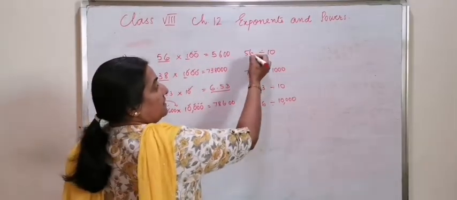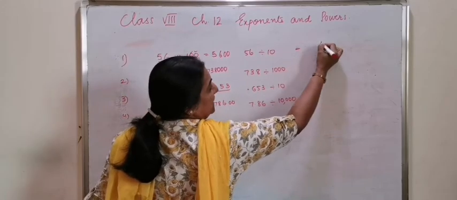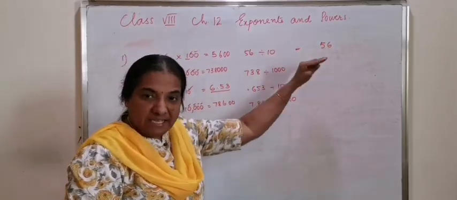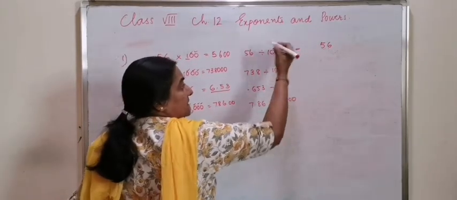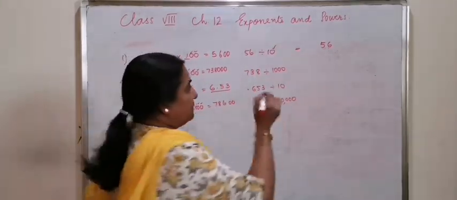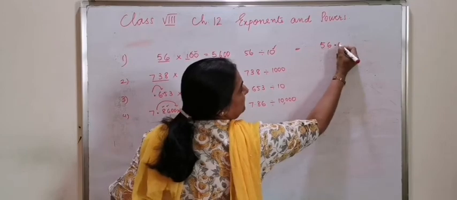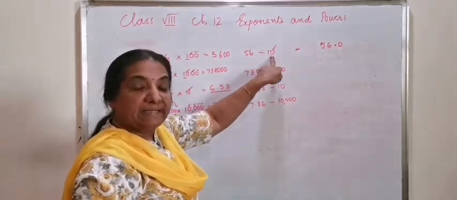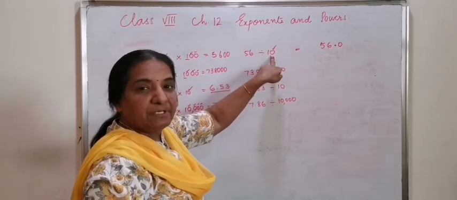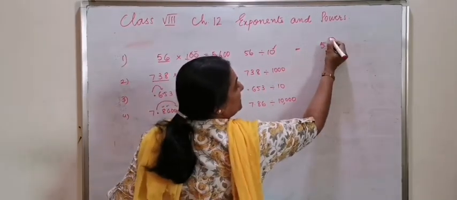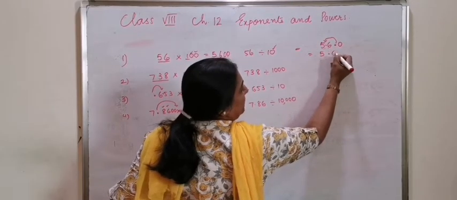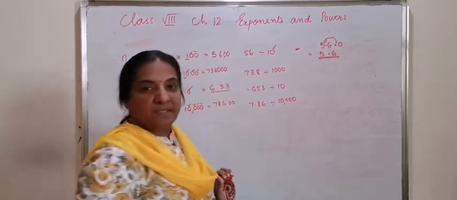When dividing 56 by 10, you will write 56 as the number there. Since it is division by 10, 56 can also be expressed as 56.0. When you have to divide by 10, as per the number of zeros, you will shift the decimal place to the left. So the answer is 5.6.